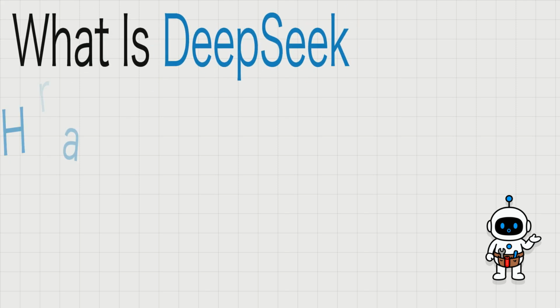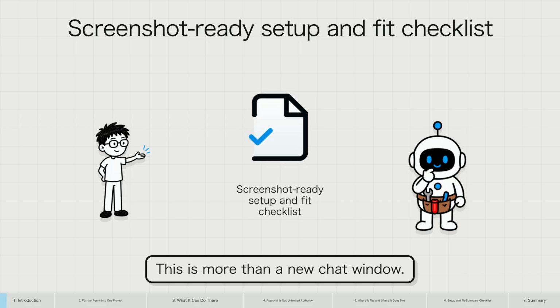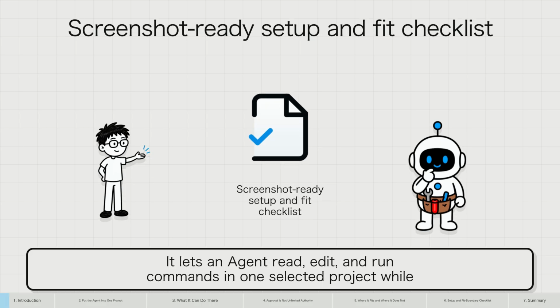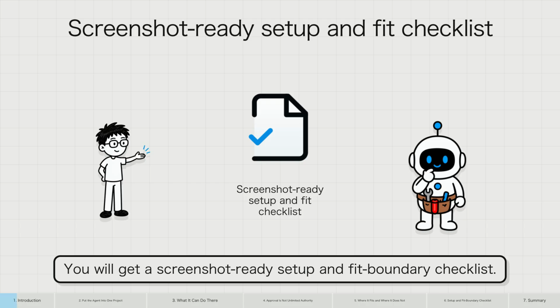What is DeepSeek Harness for? It brings AI directly into your workspace. This is more than a new chat window. It lets an agent read, edit, and run commands in one selected project while risky actions wait for you. You will get a screenshot-ready setup and fit boundary checklist.